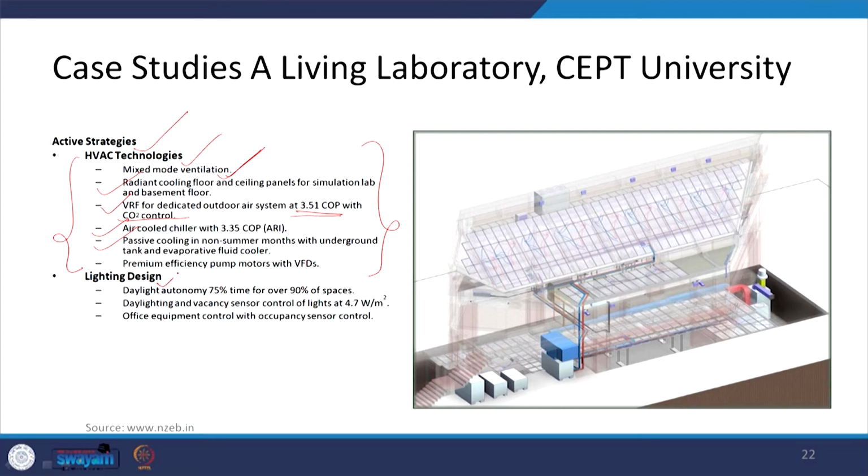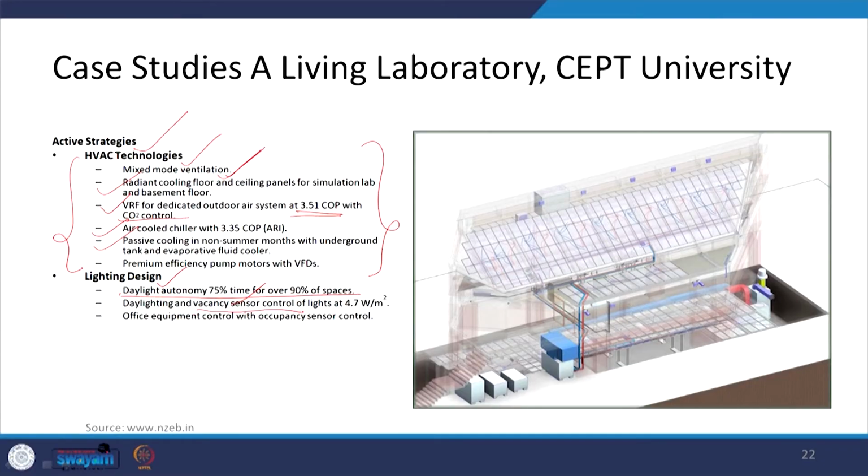The same was done for lighting design, where first of all most of the spaces were able to achieve daylight autonomy for 75% of the time over 90% of the spaces, which practically makes the requirement for artificial lighting close to 0. And then in addition to that, occupancy sensor control of lights was also installed, and overall the demand for energy through the active strategies was further reduced.